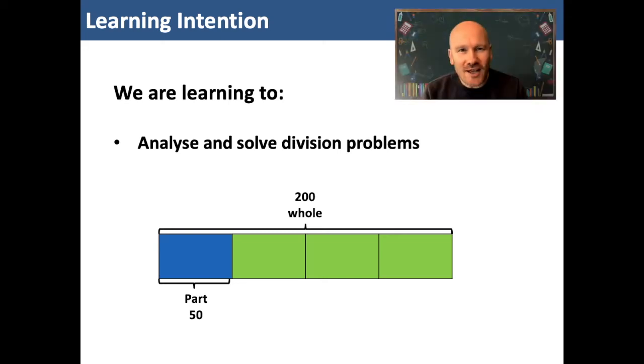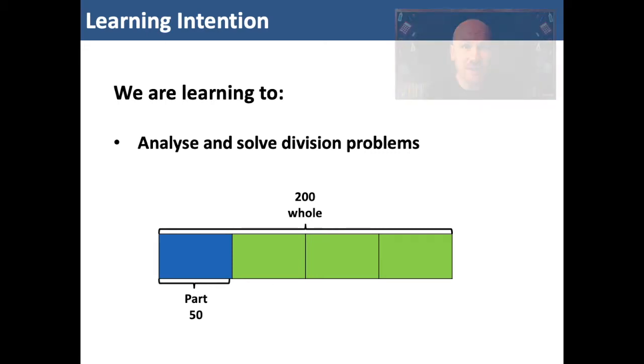Hi guys, over the last few weeks we've been looking at part-whole problems. This week we're moving on to something slightly different. Here we're learning to analyse and solve division problems. In each of these problems we're going to know the whole amount, but what we won't know is either the value of each part or how many parts there are. And we're going to use either shading or grouping in order to solve these.